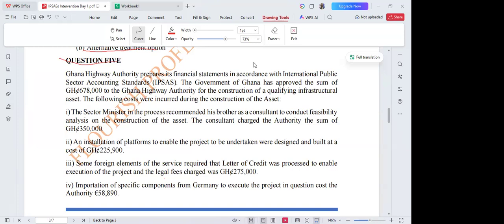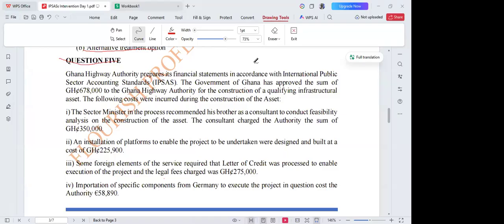Question 5. Ghana Highway Authority prepares its financial statement in accordance with International Public Sector Accounting Standards (IPSAS). The Government of Ghana has approved the sum of 678,000 to the Ghana Highway Authority for the construction of a qualifying infrastructural asset. The following costs were incurred during the construction of the asset. I. The sector minister in the process recommended his brother as a consultant to conduct feasibility analysis on the construction of the asset. The consultant charged the authority the sum of 350,000.